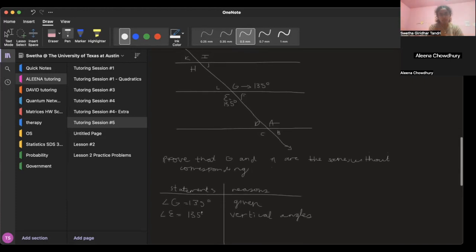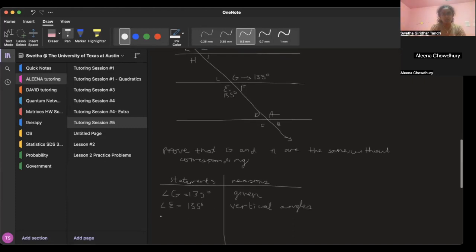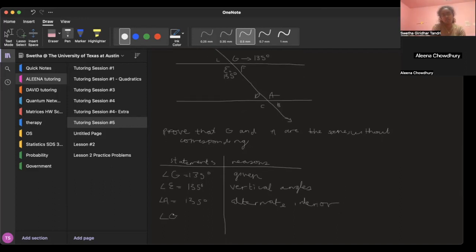Okay, and then E and A are alternate interior angles, meaning that the angle A is 45 degrees. Wait, no, wouldn't A be 135 degrees too? Because they're alternate interior? Oh, right. And then I guess we need one final step, which is just G is congruent to A, right? I forgot how to write the congruent symbol. G is congruent to A because they're equal. They both have the same measure, so they would just be congruent.